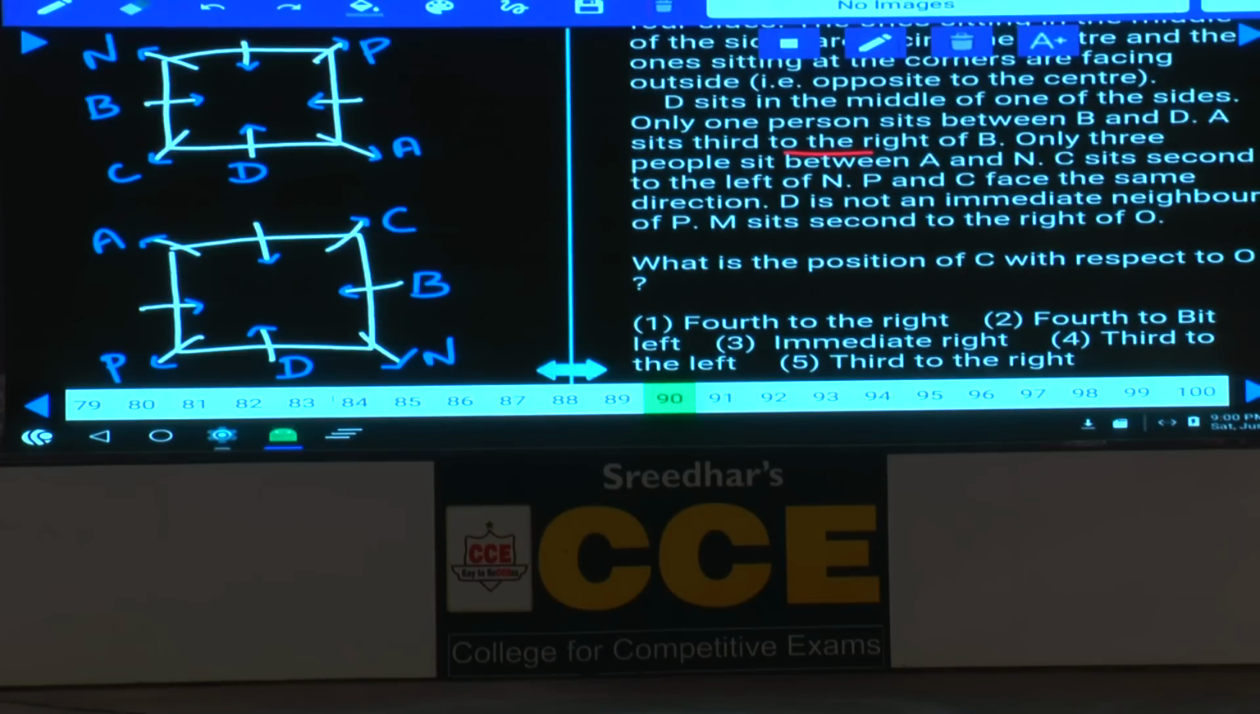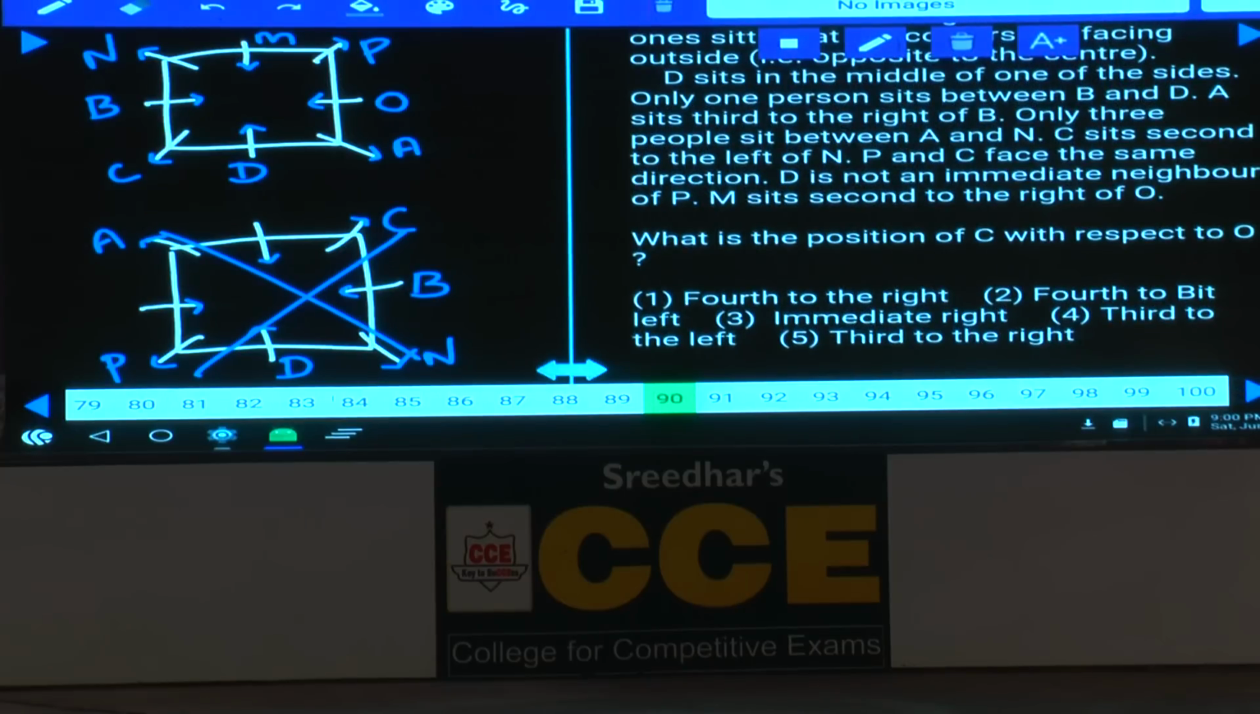D is not an immediate neighbor of P. As D is not an immediate neighbor of P, in the second case D and P are adjacent and this case is ruled out. Now we are left with only the first one. And M sits second to the right of O. O is here. M sits second to the right of O. M is here.